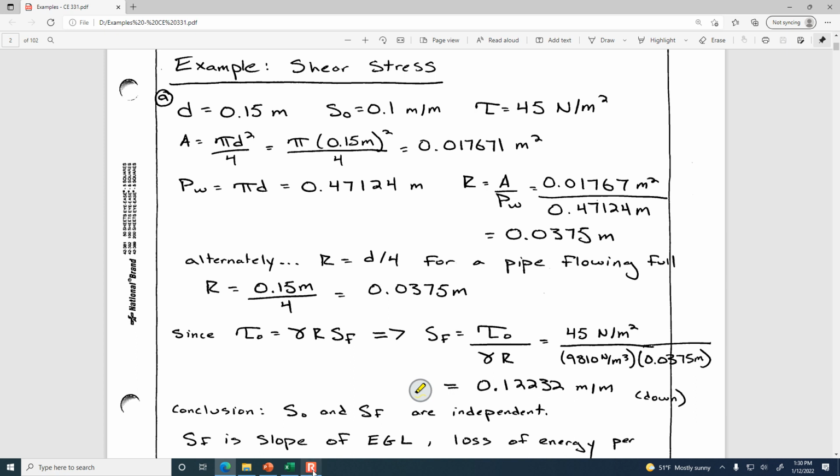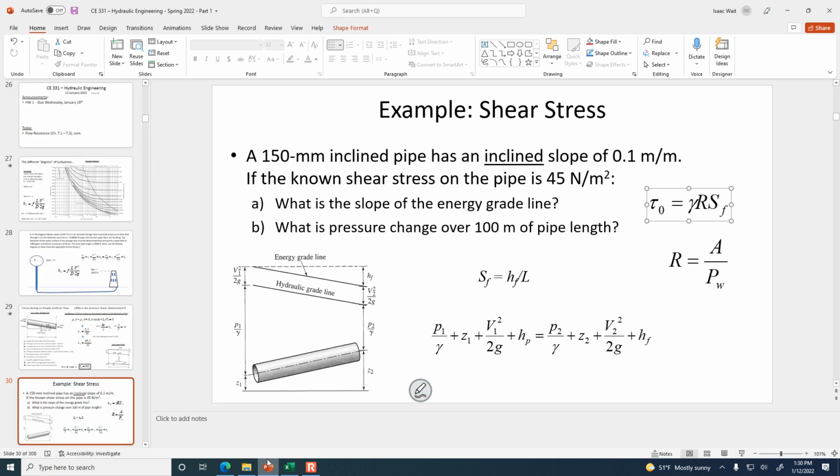Now, one of the things I have noted here is that the slope of the energy grade line and the physical slope of the pipe are independent. You can have a pipe going uphill, and you can have an energy grade line going downhill. In an enclosed conduit, that is possible. In fact, it happens a lot. The water may come up the hill to your house, even though the water line is at the road that's at a lower elevation.